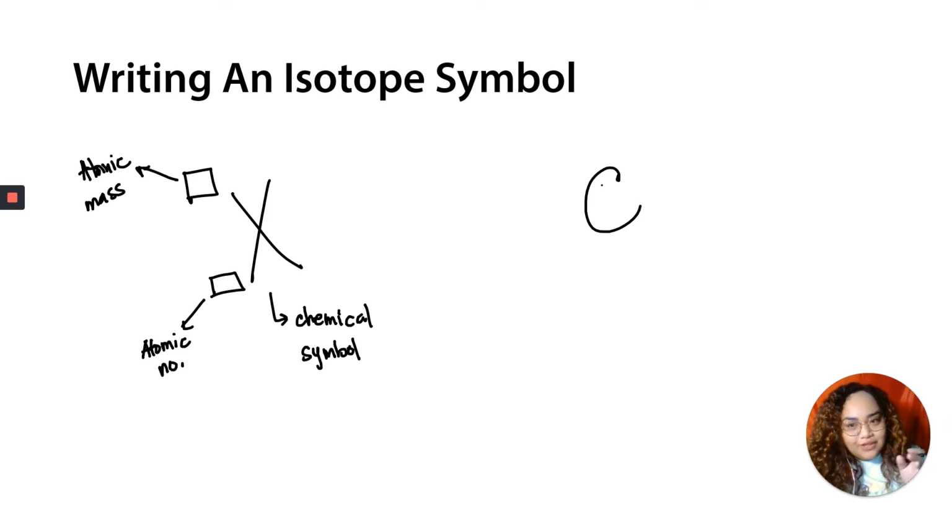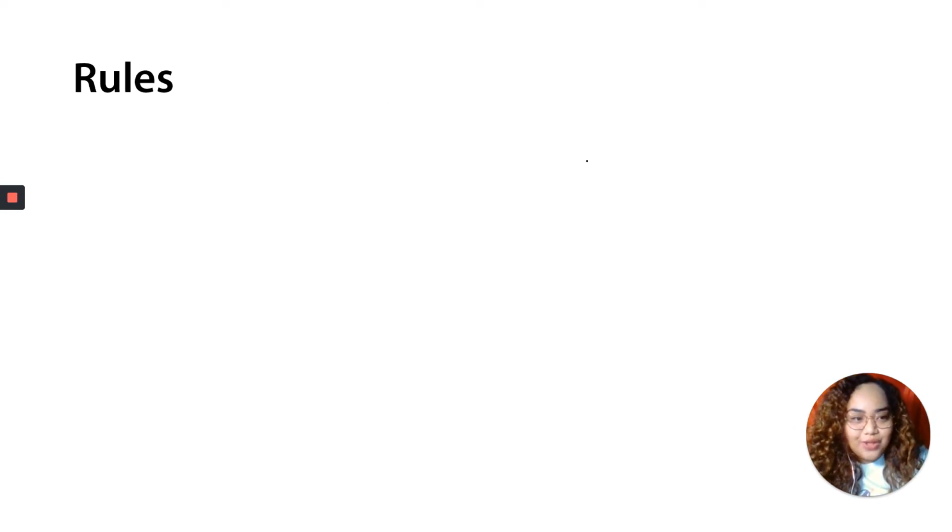So what will be put on the lower left side of C? That would be the atomic number. And the atomic number of carbon is 6. Now, what about the mass of carbon? The atomic mass of carbon, according to your periodic table, will be 12. So that's how you write an isotope symbol. Now let's go over some rules that we have to follow with regards to the protons, the neutrons, and the number of electrons that are found in a stable element.